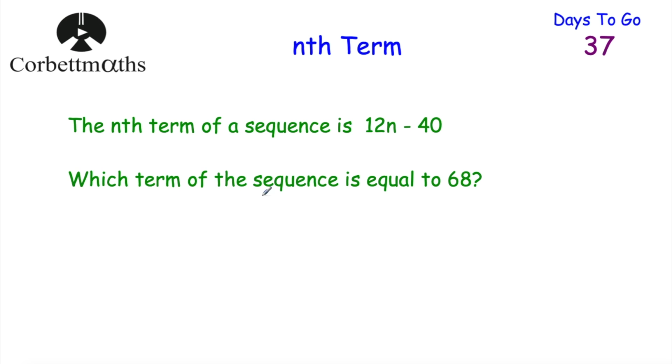Okay, so we're told the nth term of the sequence is 12n minus 40, and we want to find which term of the sequence is equal to 68. So we're going to write 12n minus 40 equals 68. And then if we solve this equation, we can find out n, which term in the sequence would be equal to 68. So let's add 40 and add 40.